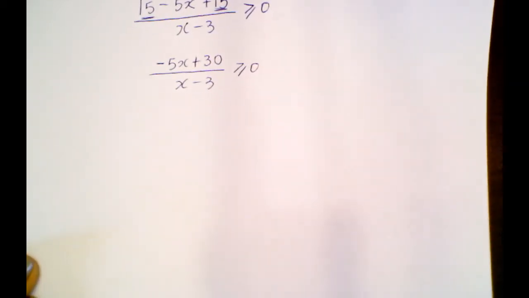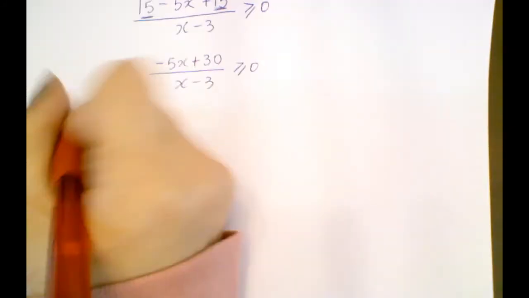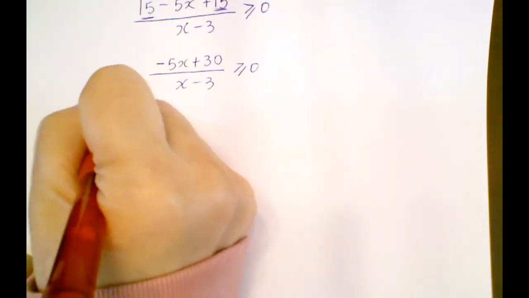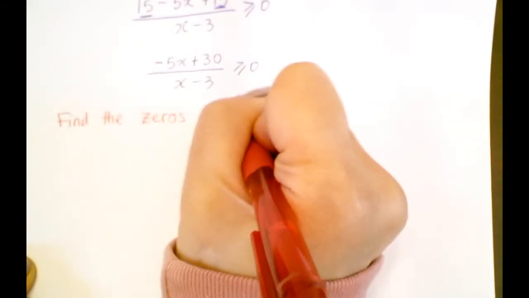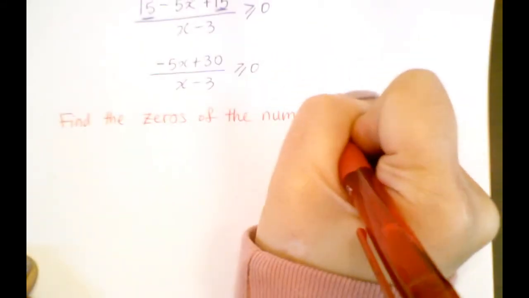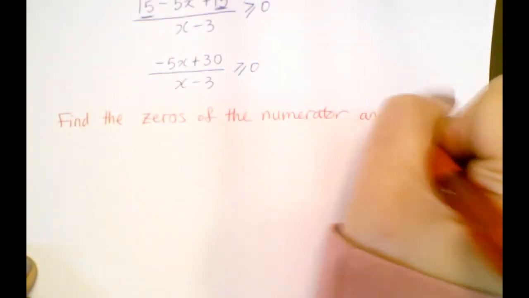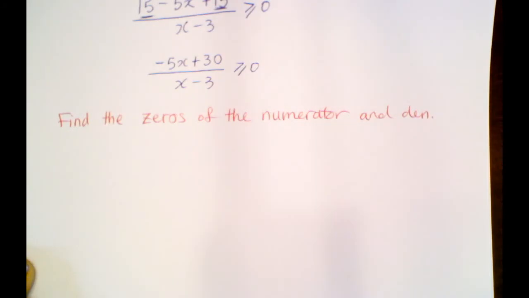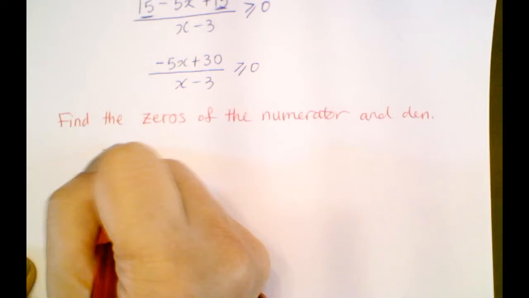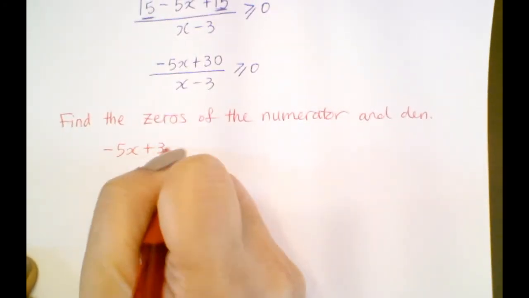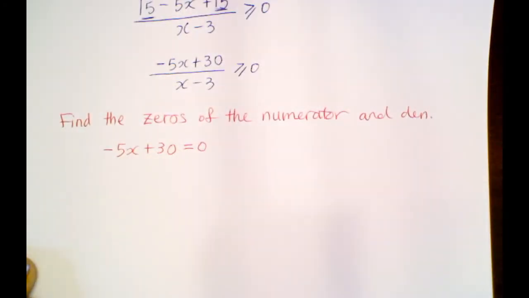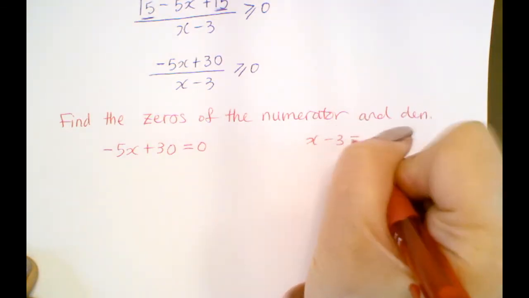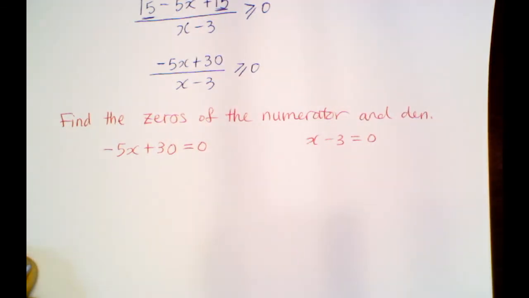All right. So do find the zeros of the numerator and denominator. Okay? So the zero of the numerator will be negative 5x plus 30 when that equals 0. So I'm going to solve that. And the other one, x minus 3 equals 0. So I'll also solve that.